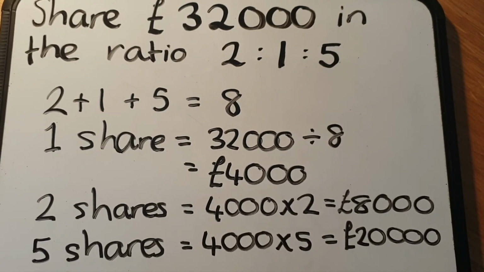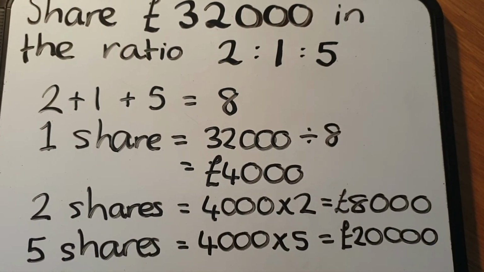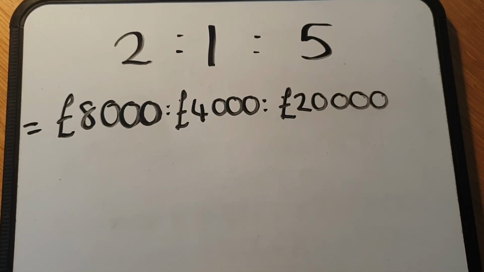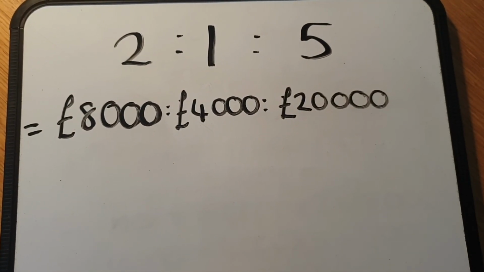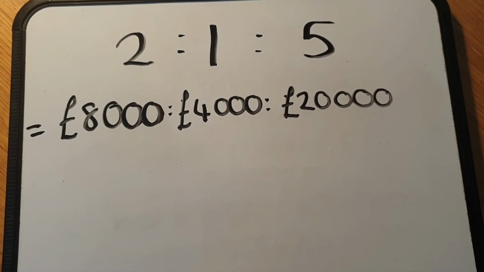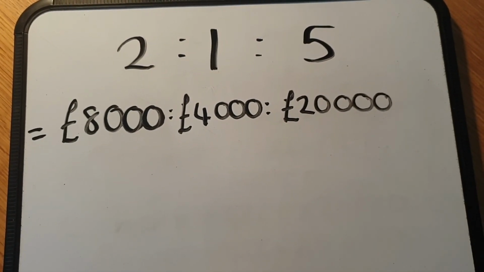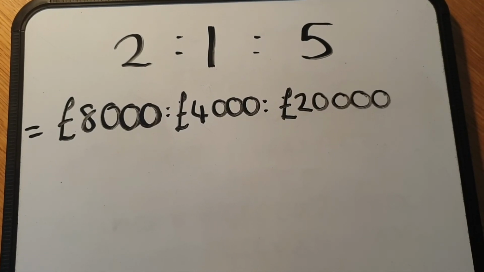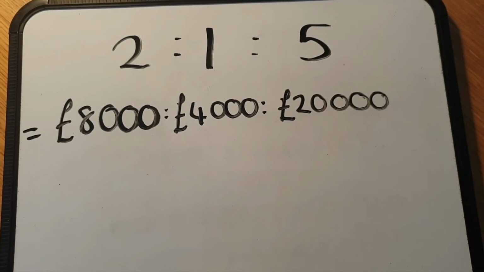We just need to write our answer up a little bit neater. And that's how we'd leave our answer. So we just say 2:1:5 equals £8,000 to £4,000 to £20,000. We can't say who gets what because we don't know the names of any of the people. So we'll just leave it in a ratio format like that.